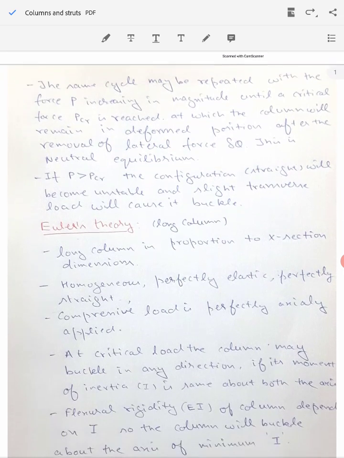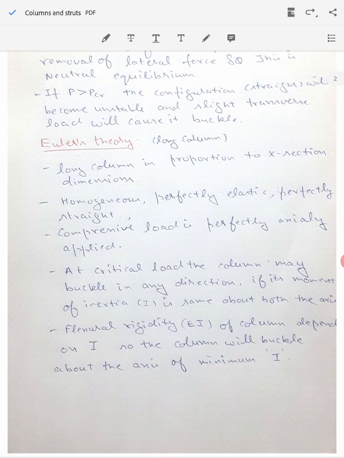Now we are going to talk about a theory which covers these long columns. So this is called Euler's theory, okay, and it is applicable to the long column that we are just going to see in a minute. And what is the meaning of long column? A column which is having length much higher in comparison to its cross section dimension. That means much bigger than its width and thickness.